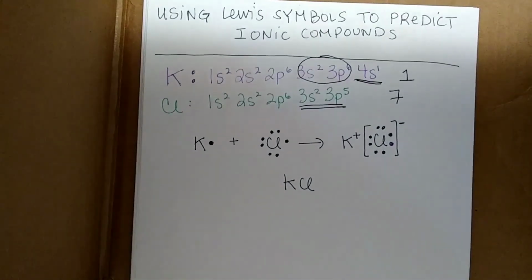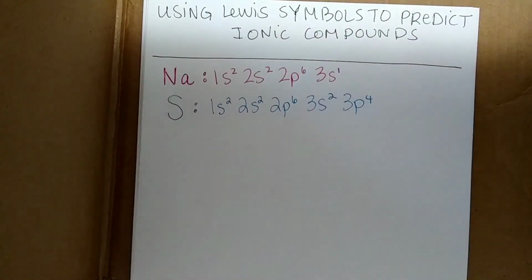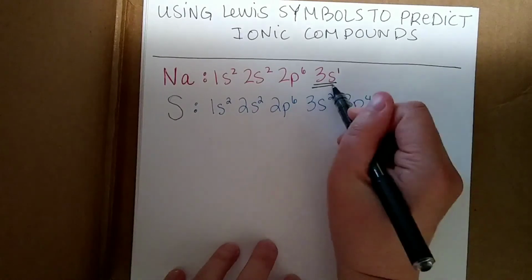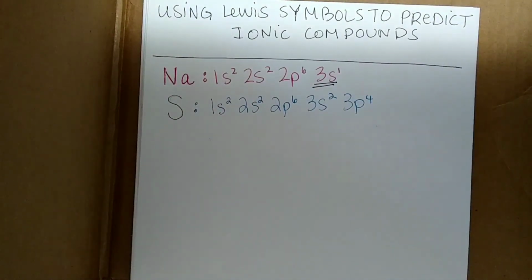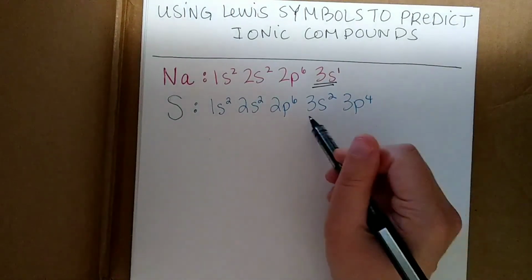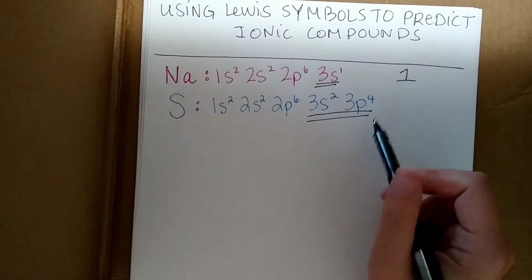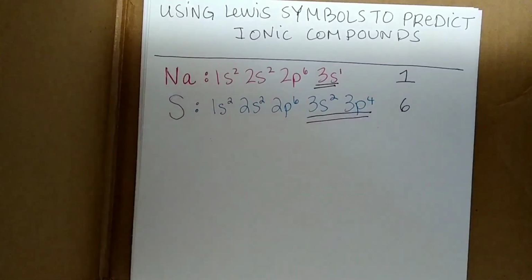So let's do another example, actually. Let's do something a little more complicated. So now we're going to look at sodium and sulfur. So we have our electron configurations written here. Once again, we're going to look for the valence electrons. So for sodium, of course, it's in the 3s level. And for sulfur, we have also the 3 level, but there's 6. So here there's 1 valence electron, and here we have 6.